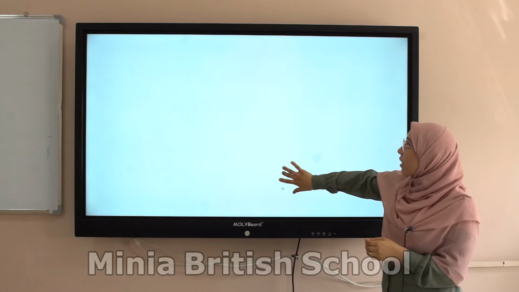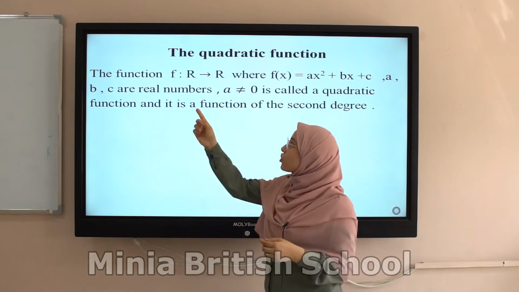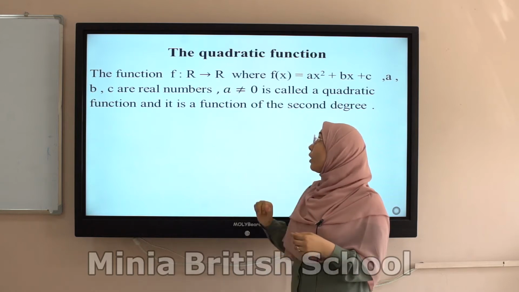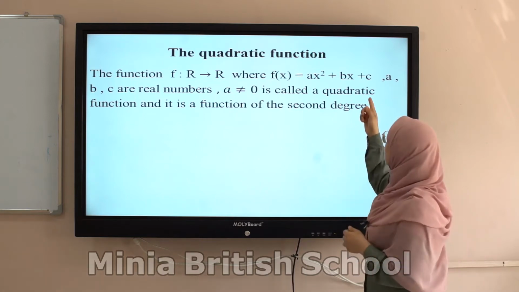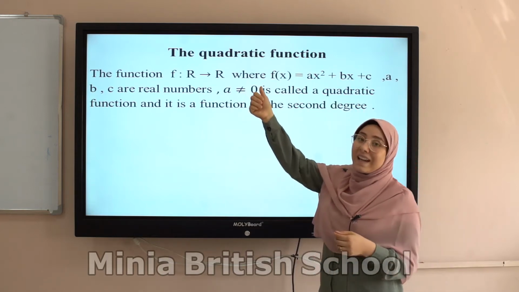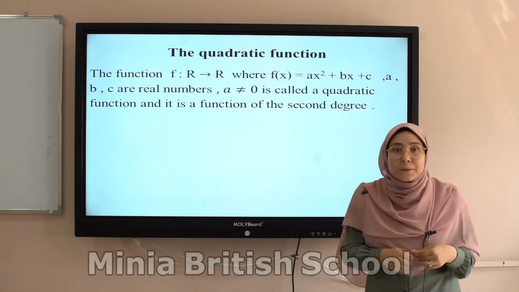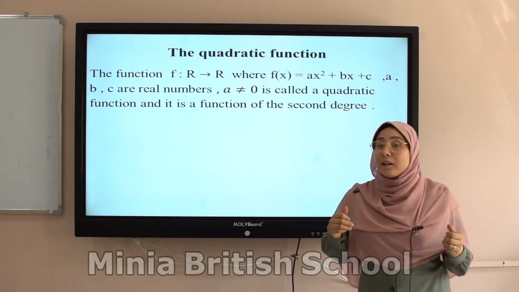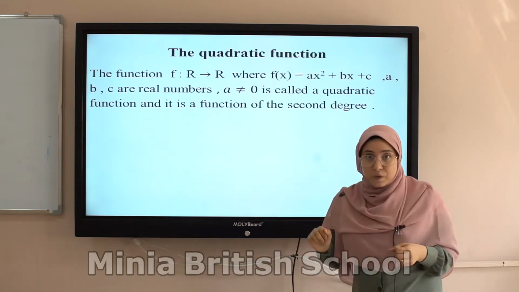The quadratic functions, what is the meaning of it? f is a function from R to R, where f(x) equals ax^2 + bx + c. Here, the rule of the quadratic function is ax^2 + bx + c, and the domain and the codomain belong to real numbers. a, b, and c are real numbers.